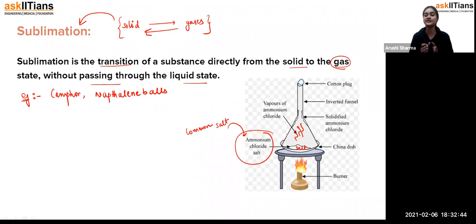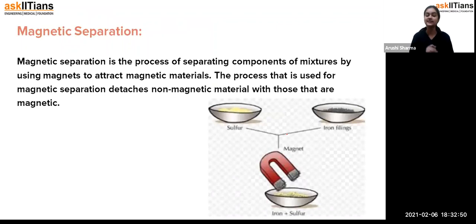Fine. So this is the first technique which we have covered, that is sublimation. Now coming to another technique, the magnetic separation. Now, magnetic separation, students, how? In magnetic separation, we use a magnet. We know that iron substances are strongly attracted towards the magnet, that they feel the magnetic force very easily and just get attracted towards the magnet.